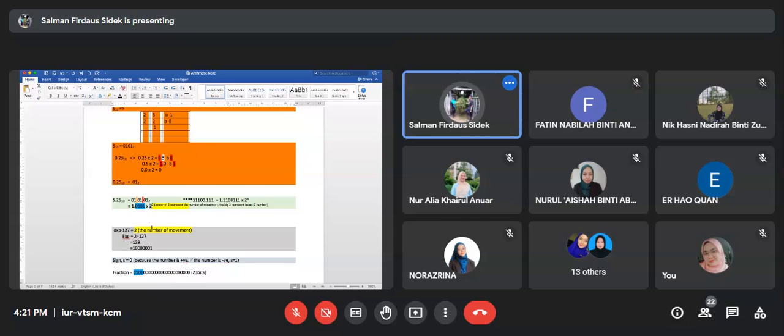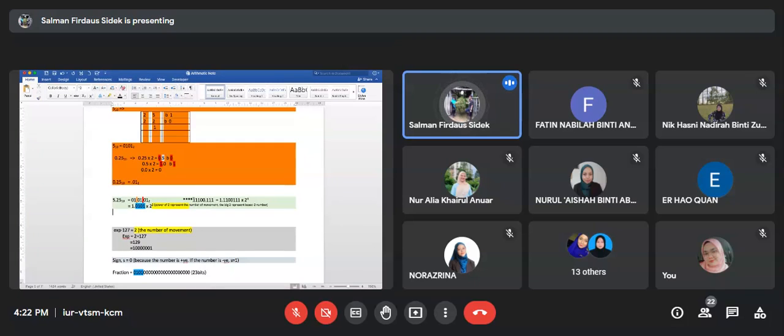So the 2 here means base 2. The yellow 2 means the power of 2, representing the number of movements. See, the big 2 represents the base 2 number, and this one is how many movements you make to bring the point here to the front. So this is the example.